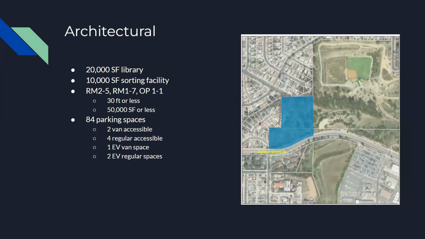We'll be starting off with architectural. So we designed a 20,000 square foot library with a 10,000 square foot sorting facility. We placed the balcony on top of the sorting facility to maximize our space and get great views of the bay.